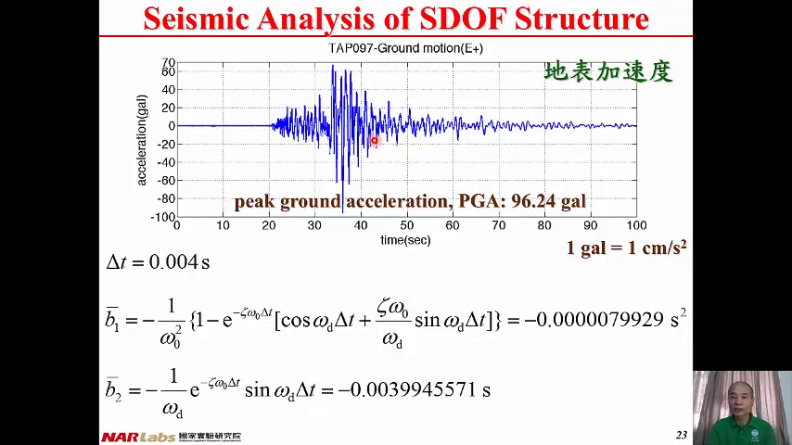And here is the ground acceleration, taken by the monitoring station TAP-097 from the Central Weather Bureau. This is the ground acceleration in the east-west direction. From the plot, it can be found that the peak ground acceleration PGA equals 96.24 Gal, and 1 Gal equals 1 centimeter per second square.